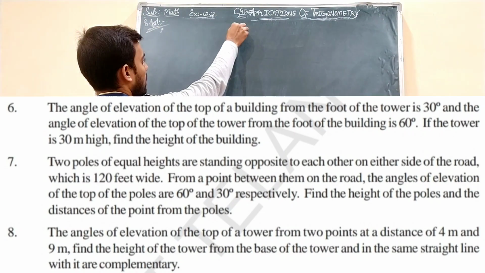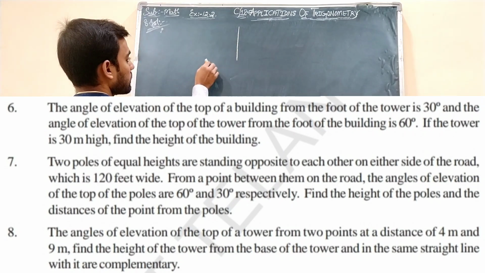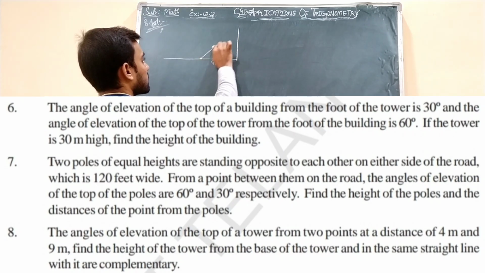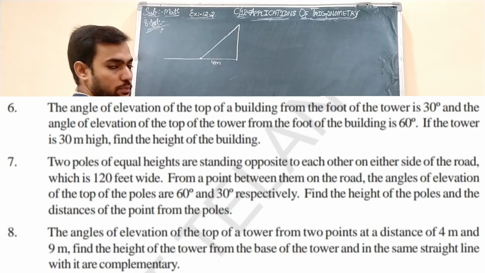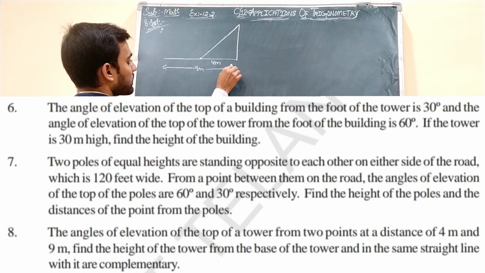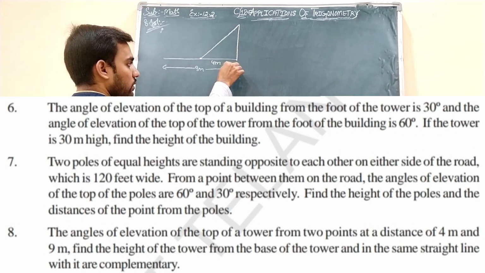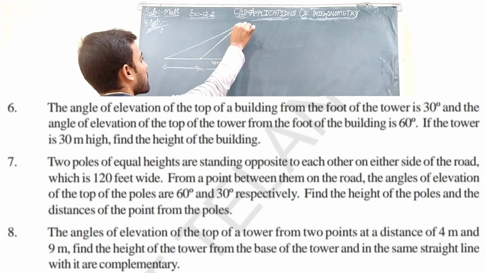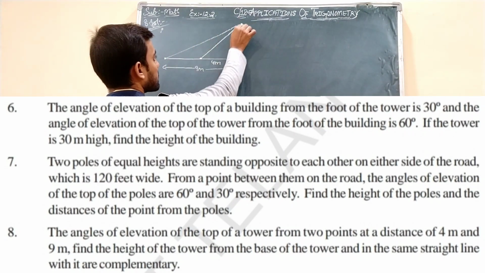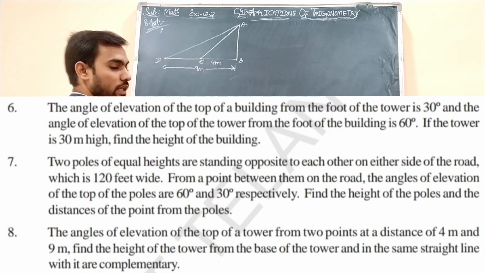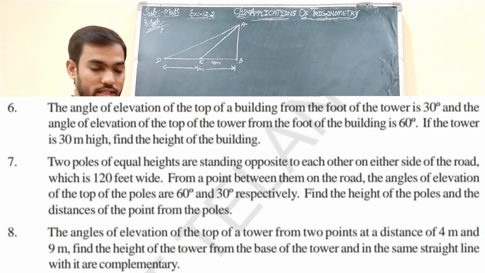Firstly, we will draw the tower, and this is the first point, which is at a distance of 4 meters from the base of the tower. The top of the tower is being observed from this point, and another point is at a distance of 9 meters from the base of the tower. From here also the top of the tower is being observed. Let us take this as AB, this is C, this is D, right, students? The first point is C, the other point is D.